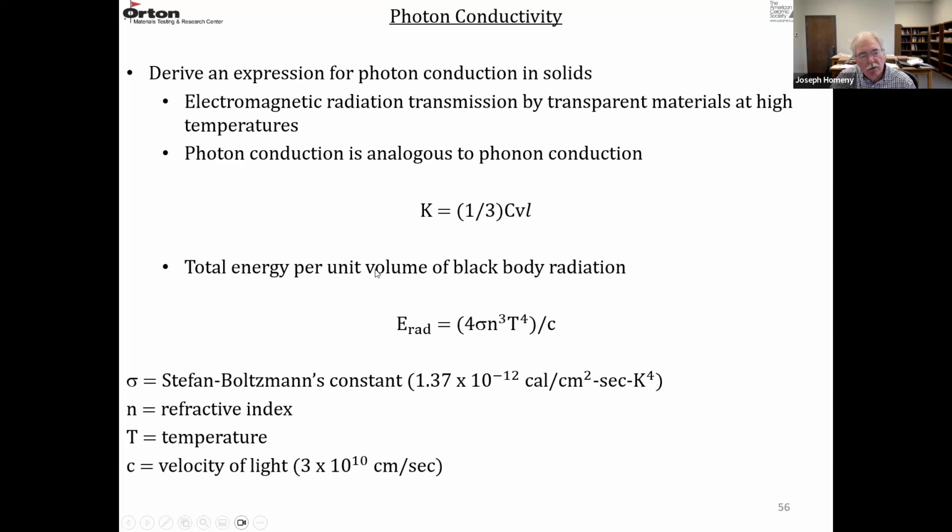So we start out with the total energy per unit volume for black body radiation. So that's E radiation equals 4 times sigma. Sigma is a constant, the Stefan-Boltzmann constant. N cubed, N is the refractive index. T to the 4th power, T is temperature. And then C is the velocity of light. So T to the 4th power, as the temperature increases, the radiation increases rapidly because T is to the 4th power.